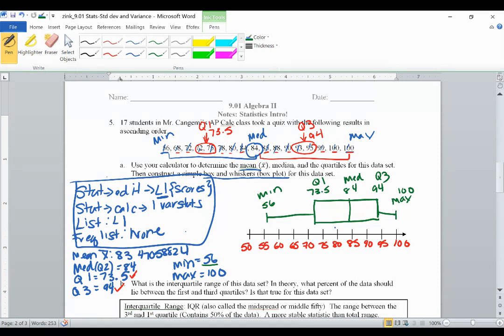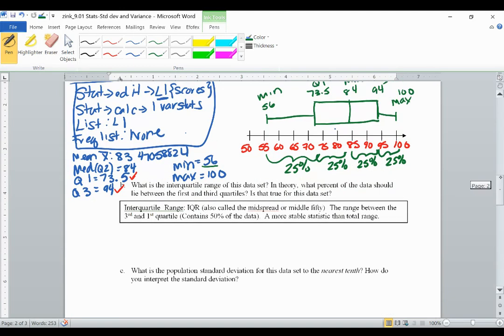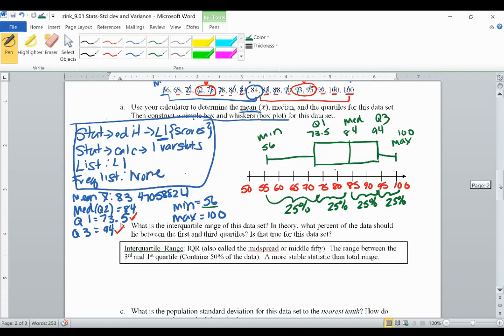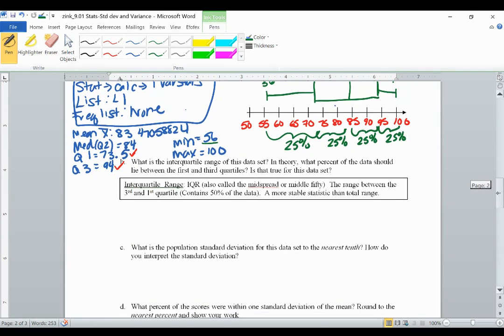So with a box and whisker plot, remember it's broken up so that there's 25% of the data between each quartile. So you've got 25% between your min and your Q1. You have 25% between Q1 and your median. 25% of your data between your median and quartile 3, and then 25% between quartile 3 and your maximum. So there are different places on the number line, but there's 25% of your data between each of those.